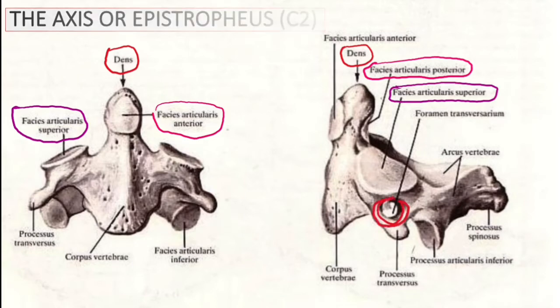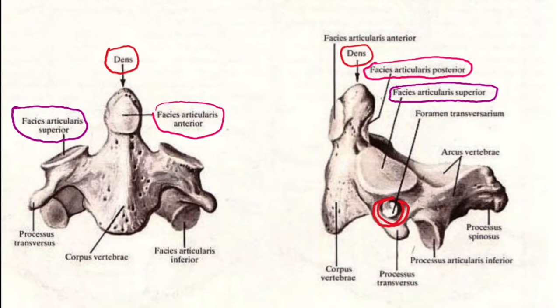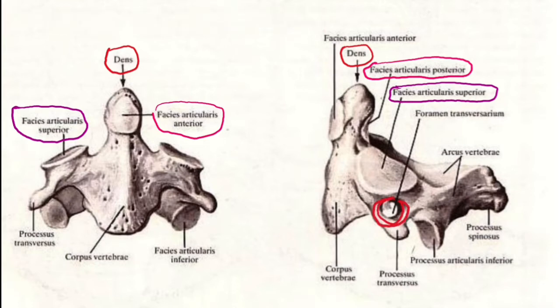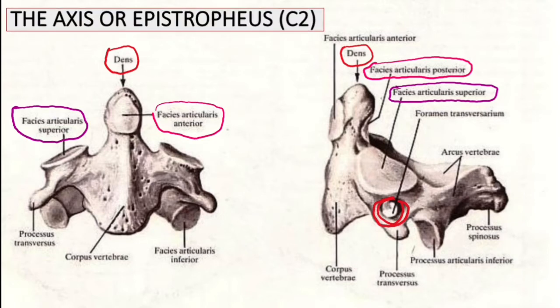All right. Next, you have the foramen transversarium. It's prominent for foramen transversarium. And of course, inferior articular surfaces, facies articularis inferior, for articulation with C3. Then there is this process, processus articularis inferior, the inferior articular process.